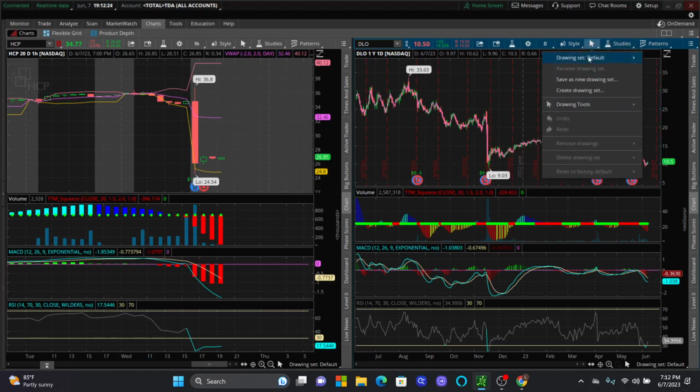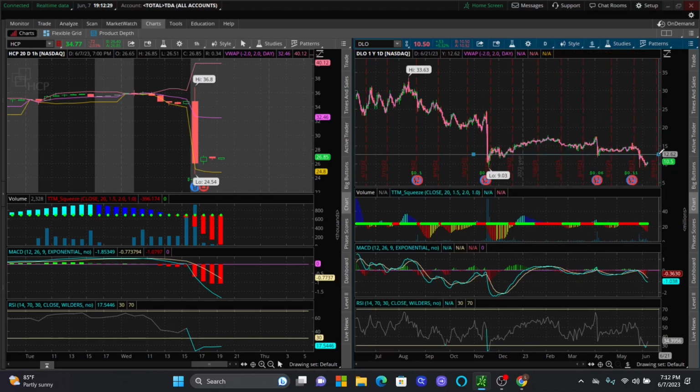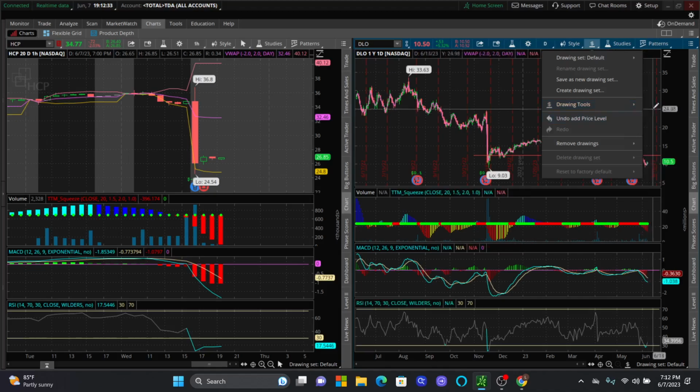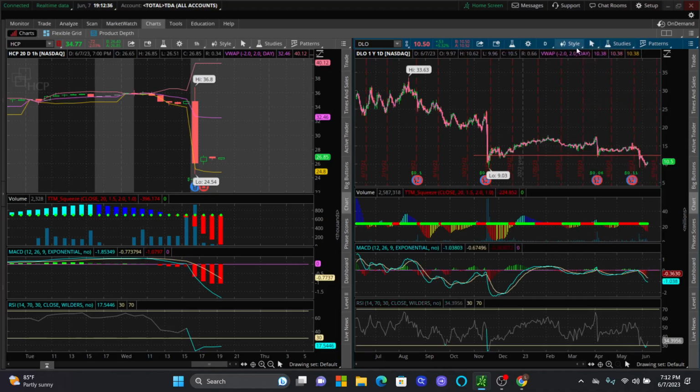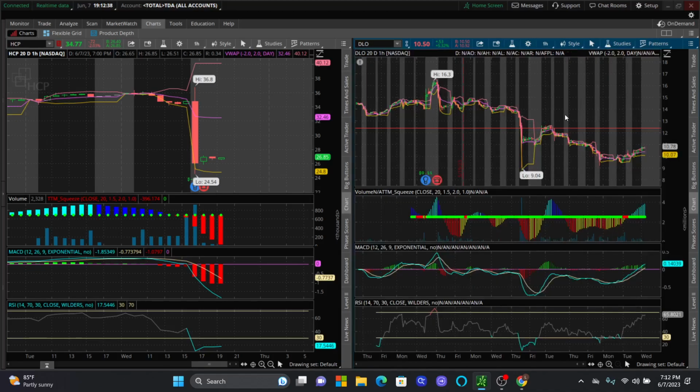I'm going to go to Tools and draw my price level right here. We'll give ourselves roughly right there, just an arbitrary line. We'll be more detailed as we get closer to it. Then what we want to do is go to the 20-day 1 hour to see what's going on.